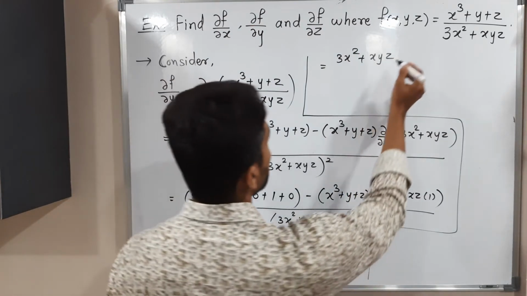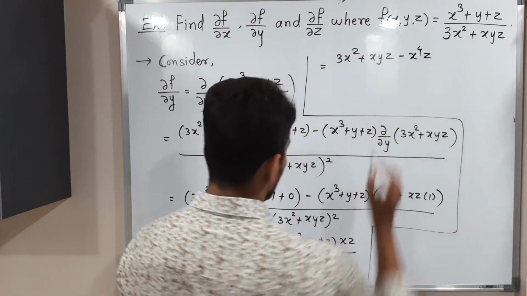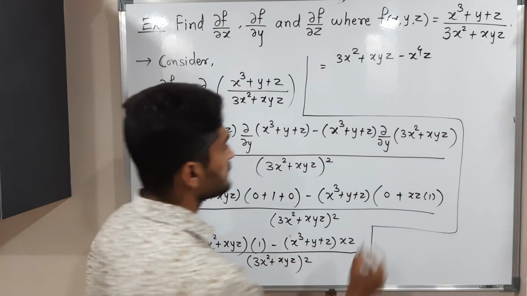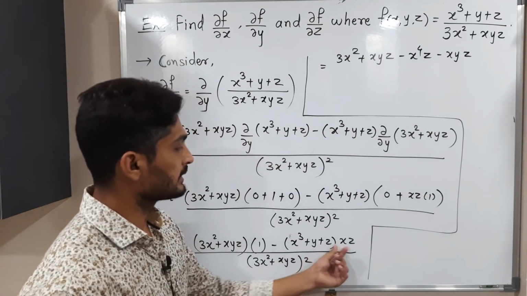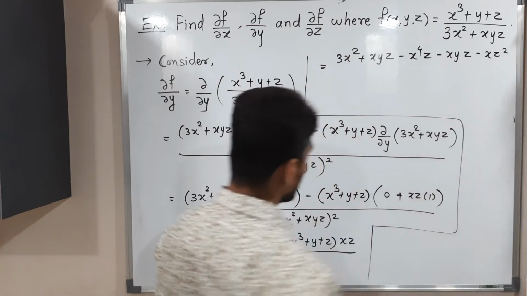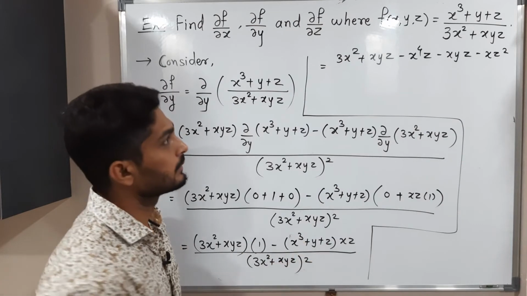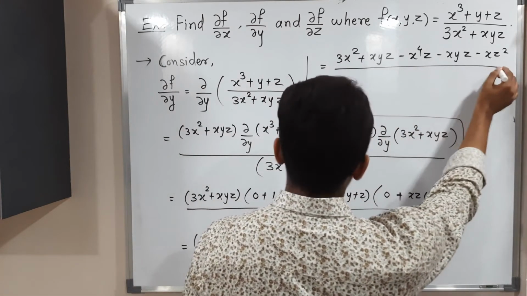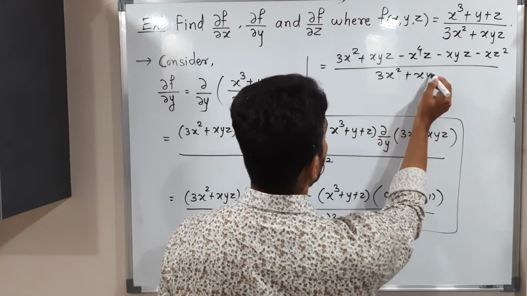Okay. See, minus, I will take the product. So minus x raised to 4 z minus xyz. I am simply taking the product. Z into this one, minus xz square. See, I am writing minus because there is a minus sign outside. Now, minus plus minus, we will have divided by (3x square plus xyz) bracket square.